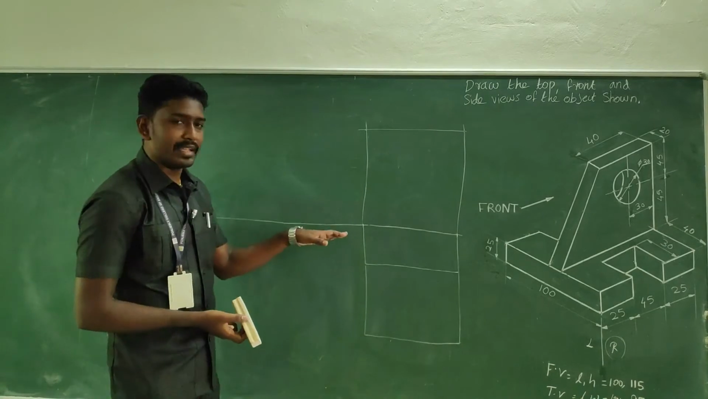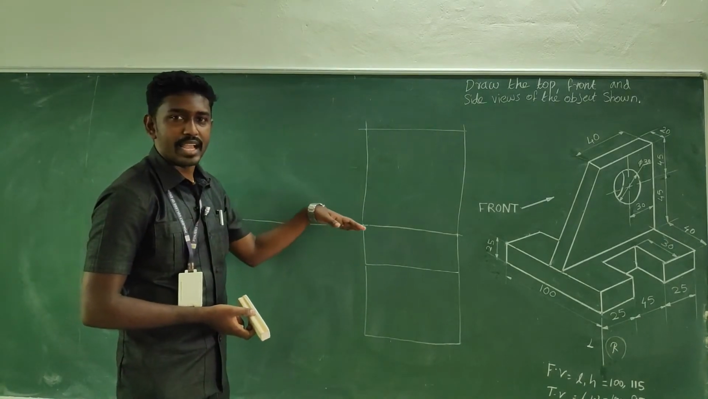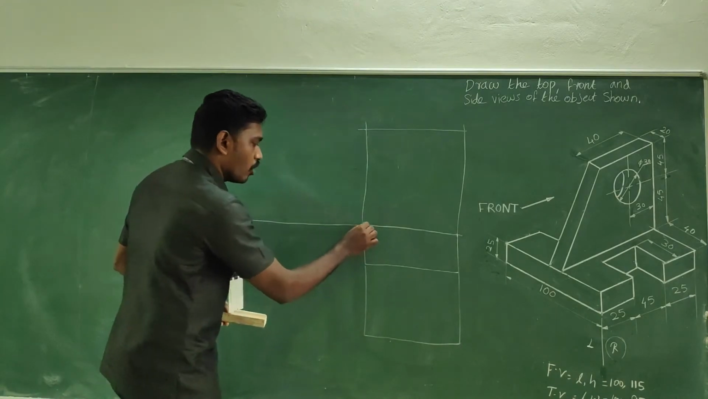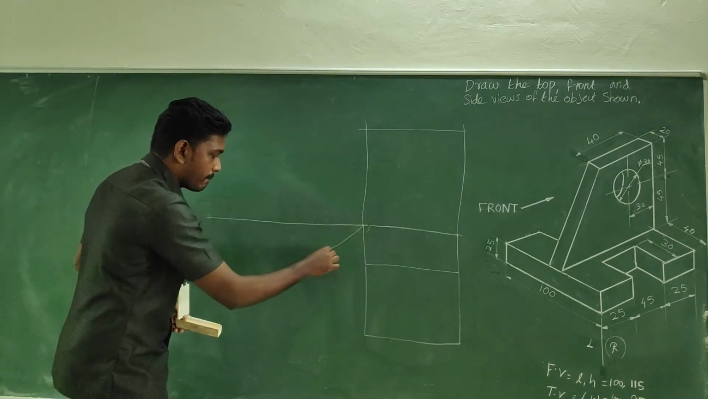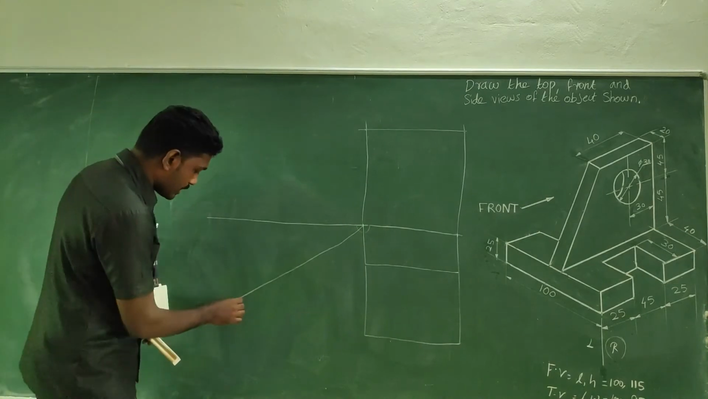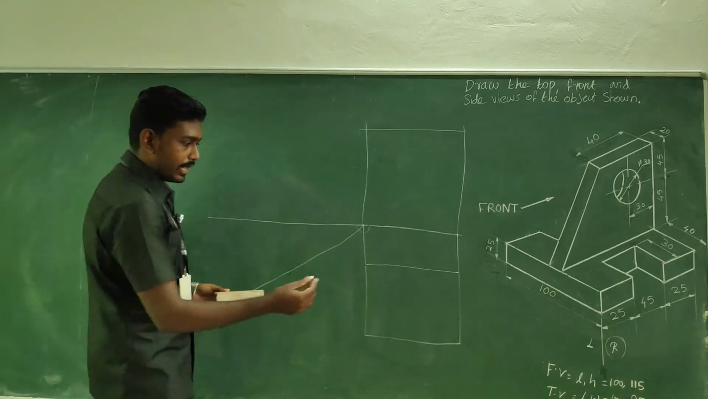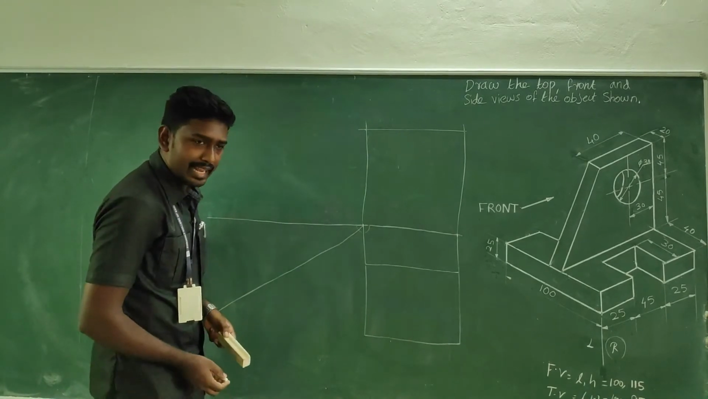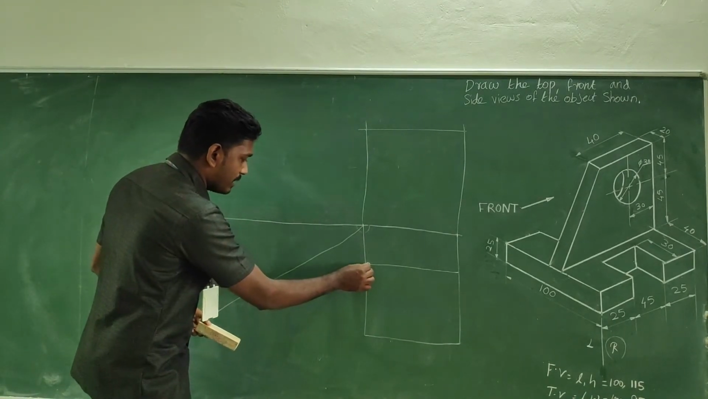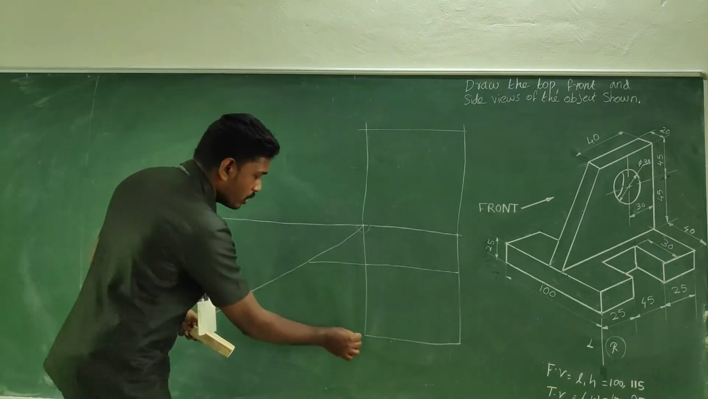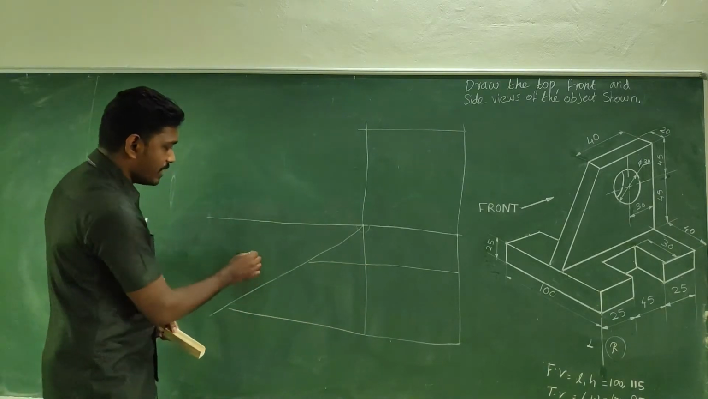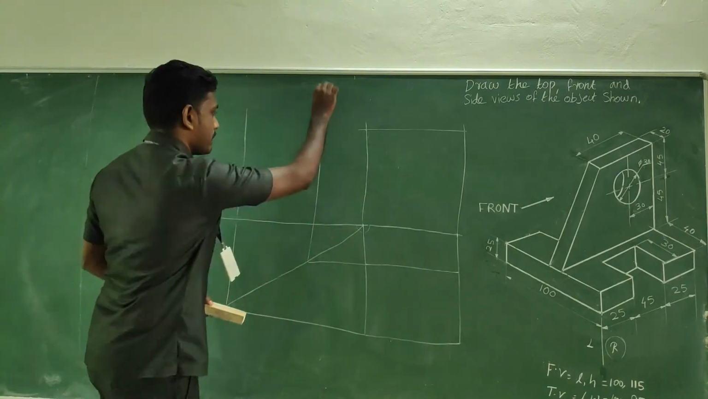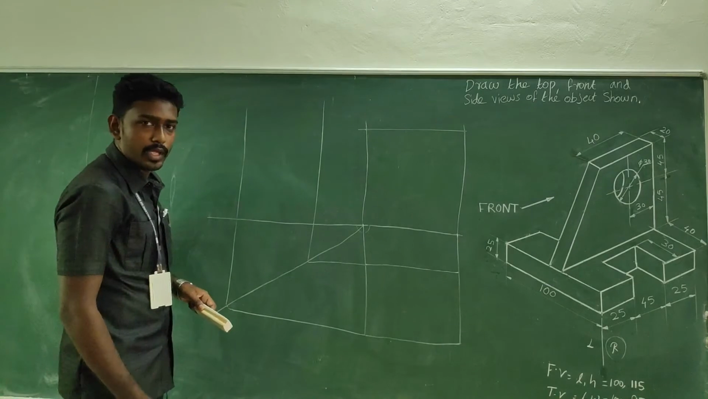Now it's time to make the boundary for the right side view. For that, keep your protractor here and go for a 45-degree line. So it comes like this. We have to get the width and height for the right side view. The width of the object can be taken from the reference of the top view. So get the projector, intersect with the inclined line, and take a 90-degree line above the XY, right?